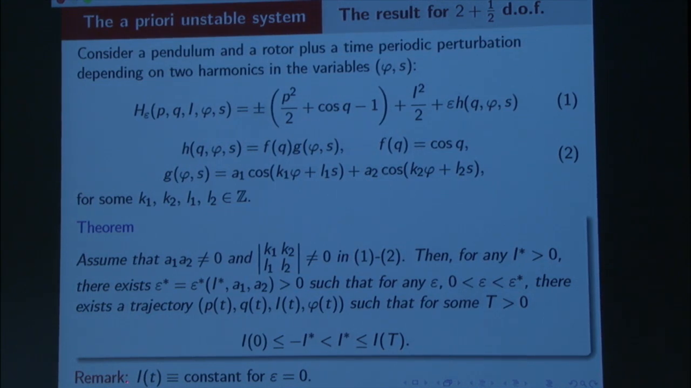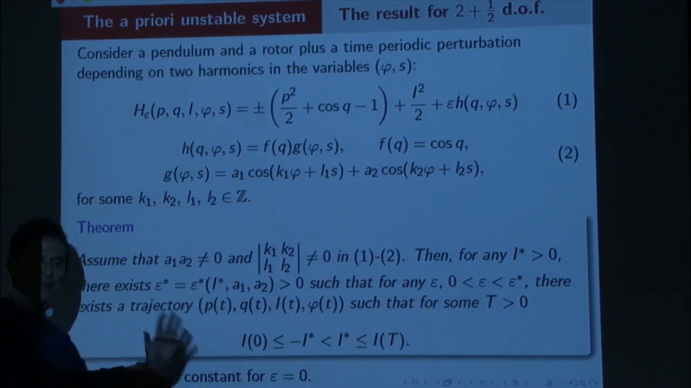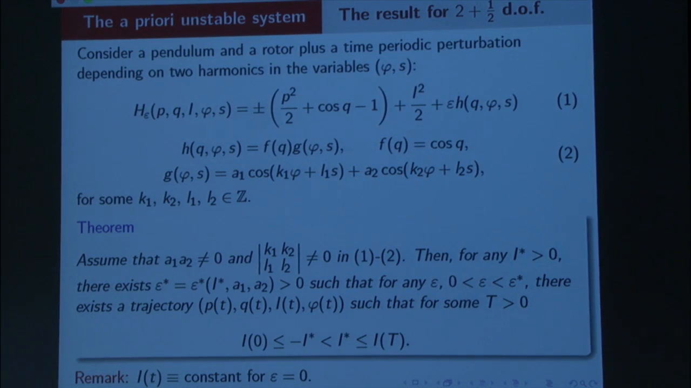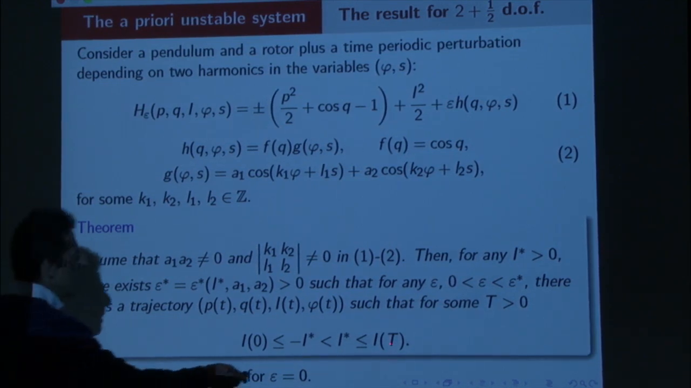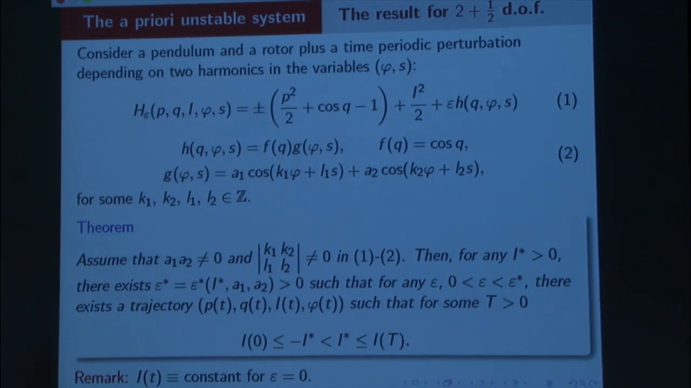As you know very well, the important thing here is that when epsilon is equal to 0, the I is constant. What I'm saying here is that even if epsilon is 10 to the minus 10, there will be an orbit that will go from minus I star to I star, whatever it is, but maybe the time will be very large. So I owe you, for the moment, estimates about the time and the epsilon, but all this can be computed. The nice thing is that for any value of A1, A2, whatever you put, as long as they are not 0, and in two harmonics, this happens.